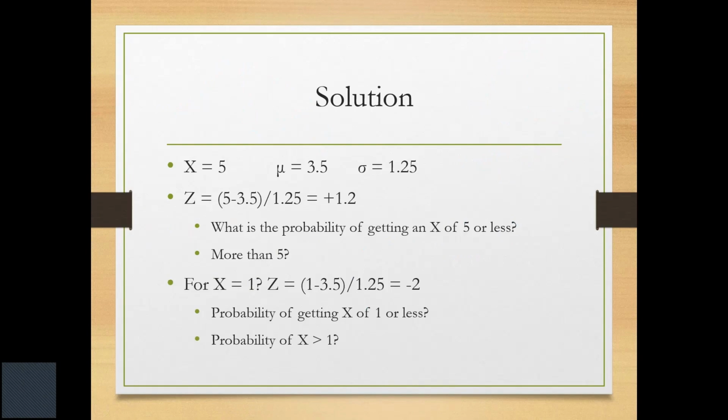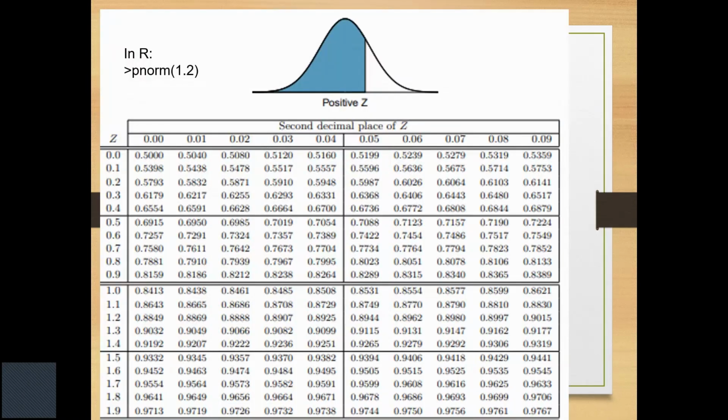So now the question is, what is the probability of getting an x of 5 or less, which is the same as the probability of getting a z of 1.2 or less, right? So what is the probability of getting a z equal to 1.2 or less? And more than 5 will be the complement of that. So if we have 1.2, in R, we put pnorm(1.2), and we'll get the answer.